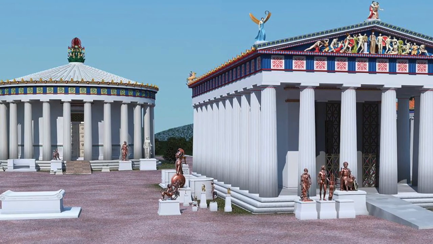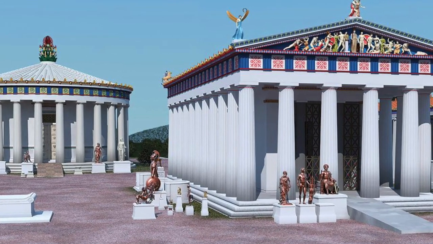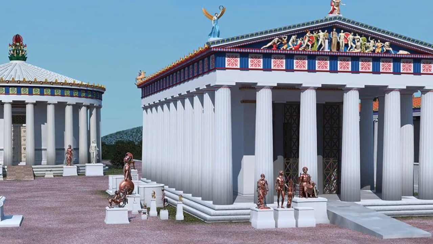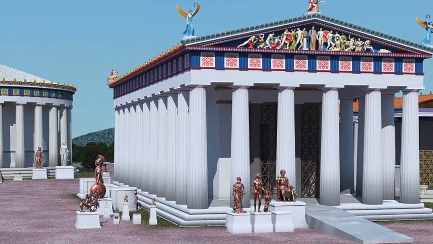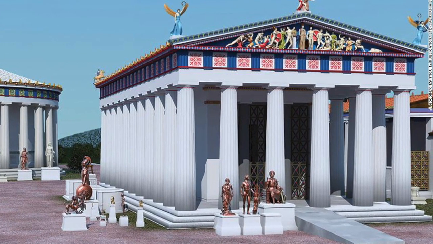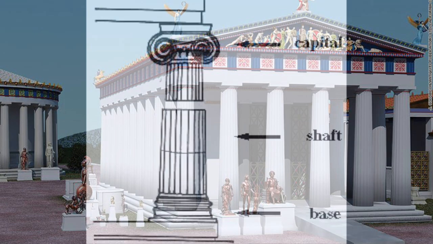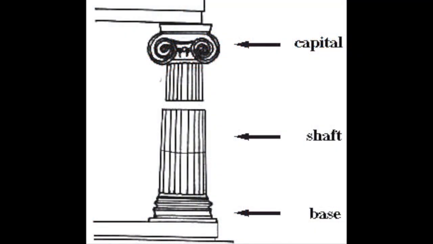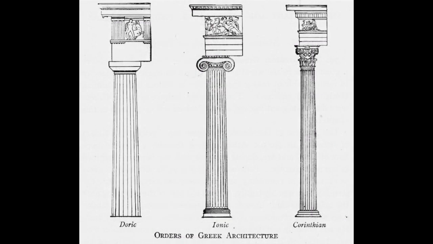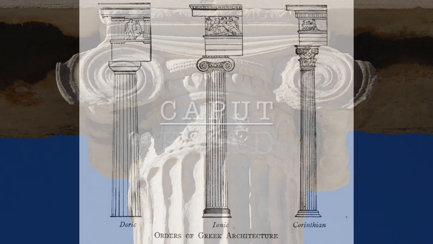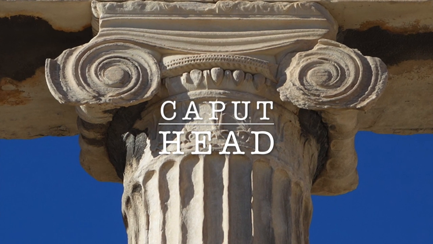Now, when it comes to architecture, temples are the absolute most important buildings in Greek society. There are some basic principles and elements that go into basically any temple-like structure. First off, we have the column, which consists of two parts, the shaft and the capital. The capital is the top of the shaft, giving us the order or gender of the building. The term capital comes from the Latin word caput, meaning head.